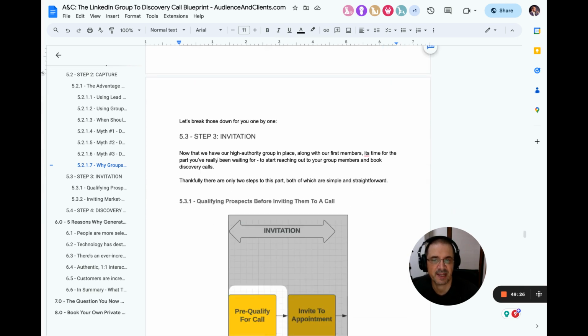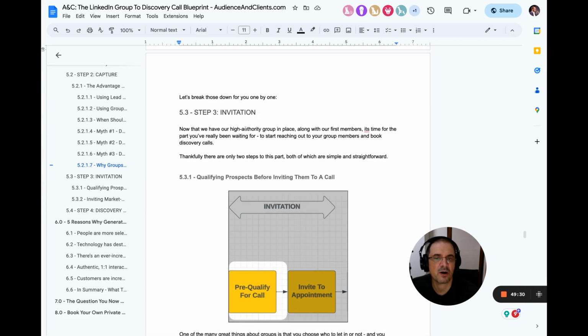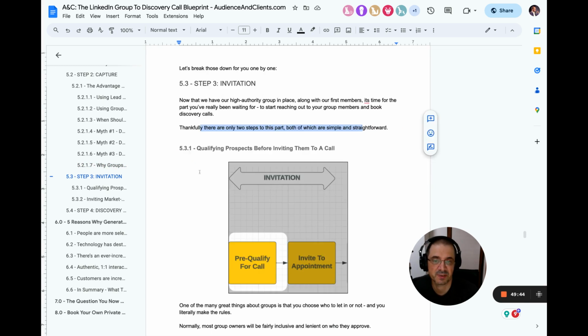That is step three, invitation. You see, now that we have our own high authority group in place, along with our members, it's time to really start making money, which is to start reaching out to our group members and booking discovery calls. Thankfully, there are only two steps to this part, both of which are super simple and straightforward.